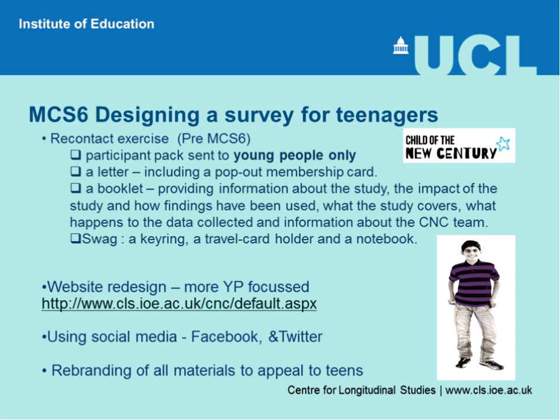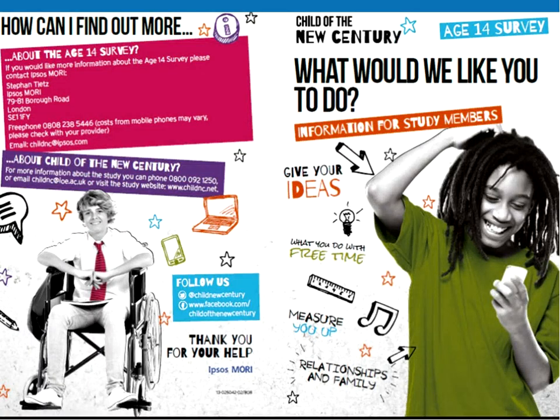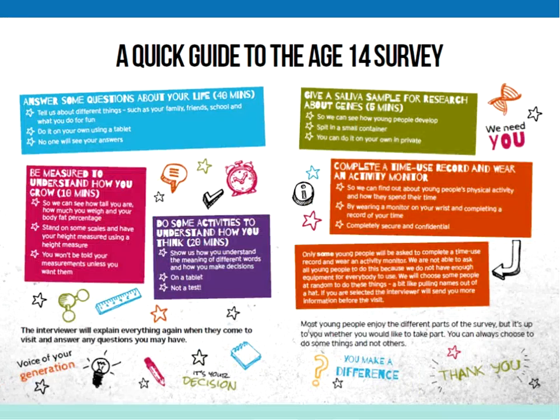And we're starting to use social media in order to keep in contact with the young people themselves using Facebook and Twitter. And we also rebranded all of the materials to appeal to teenagers. And this is an example of the leaflet that we're using for the Age 14 survey, which is focused on the young people, the cohort members themselves, in the new branding in order to appeal to them and to give them essential information about what we want them to do at age 14.